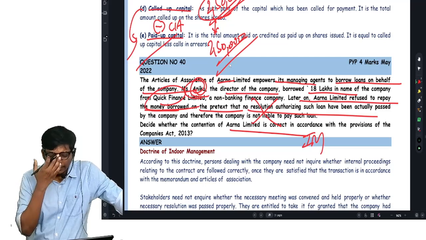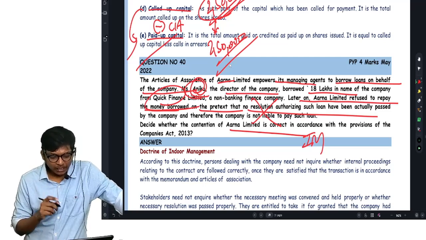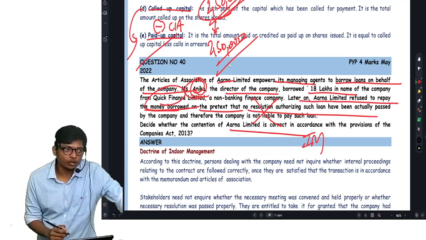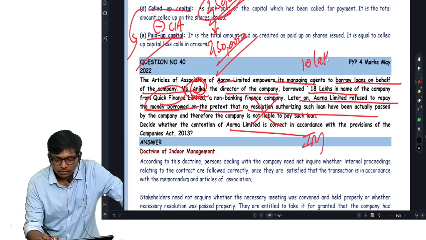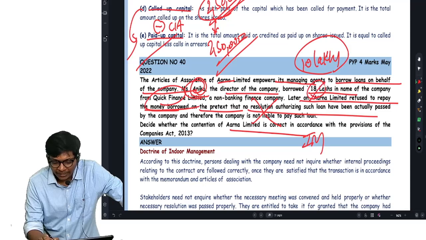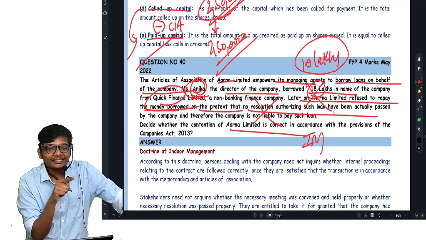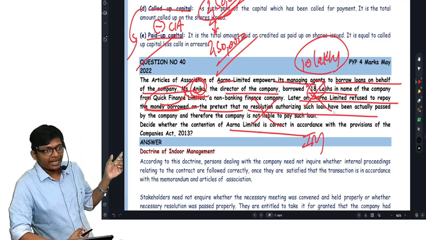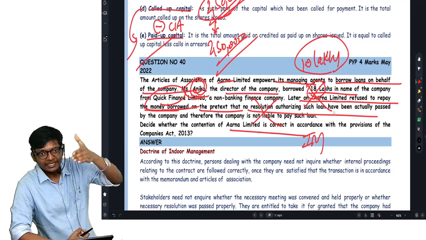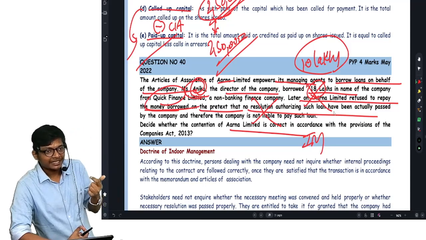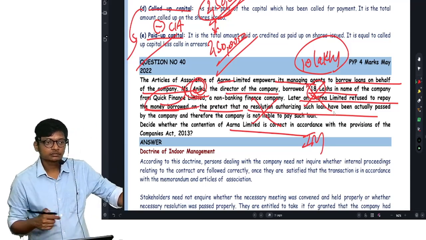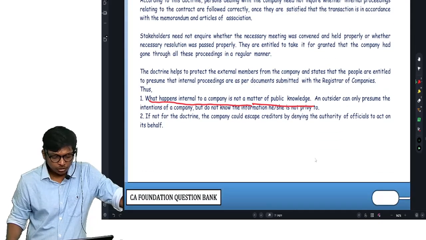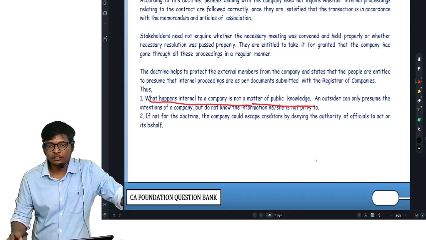Very good. His doubt is, sir, what if Anika has a limit fixed for borrowing? If her limit is 10 lakhs, can she borrow 18? Then no. Then the bank is at fault because the bank knows as per MOA and AOA what the limit is: 10. You have given the loan beyond that limit. Okay. So that will become ultra vires AOA, not MOA.